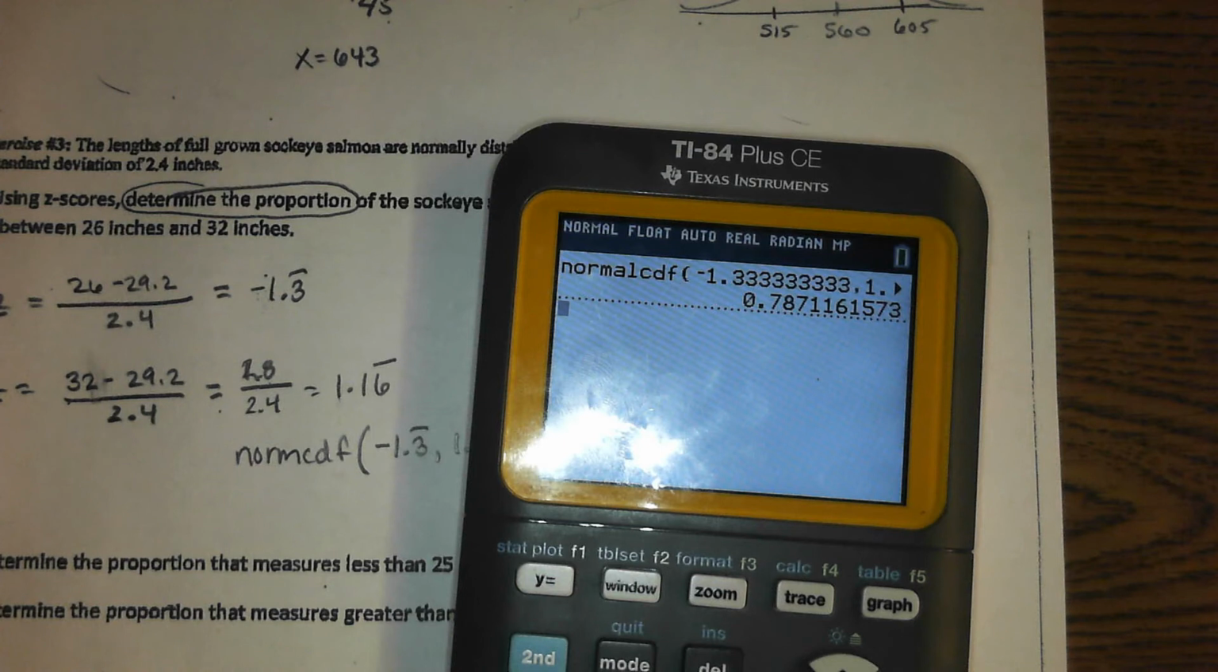Well, that's the proportion technically. Convert it to a percentage, it's 78.7%.